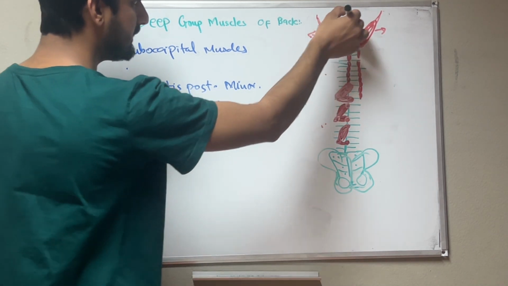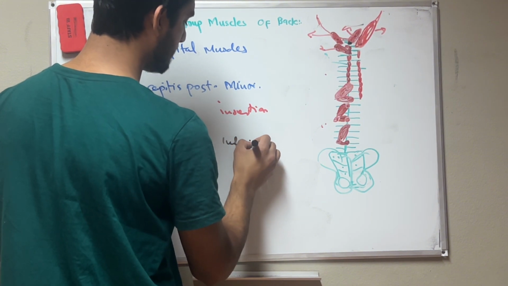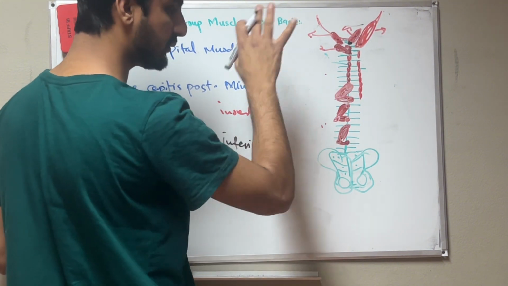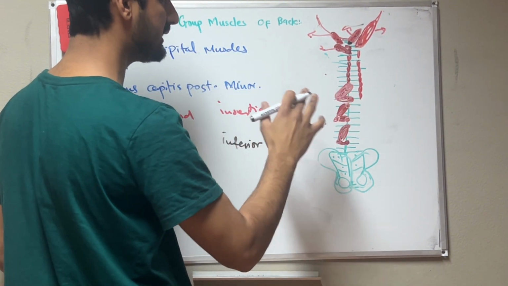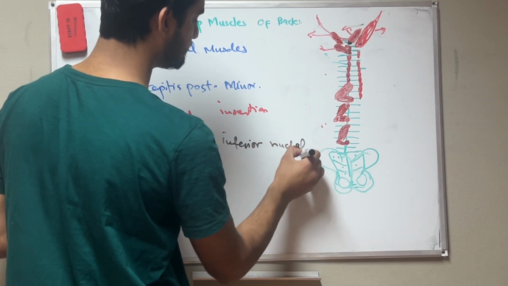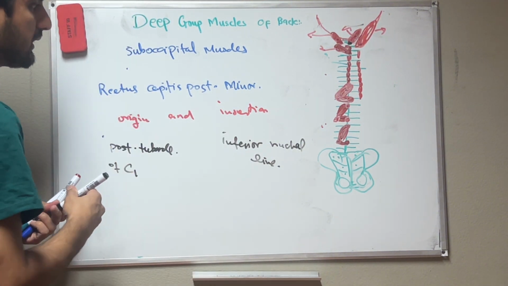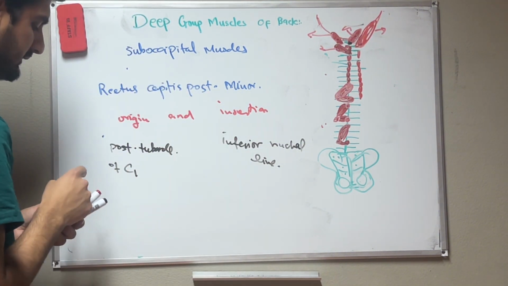And inserted where? In the inferior nuchal line, because we already discussed the superior and inferior nuchal lines in the occipital bone, okay. Inferior nuchal line. These are the origination and insertion of the rectus capitis posterior minor muscle, okay.